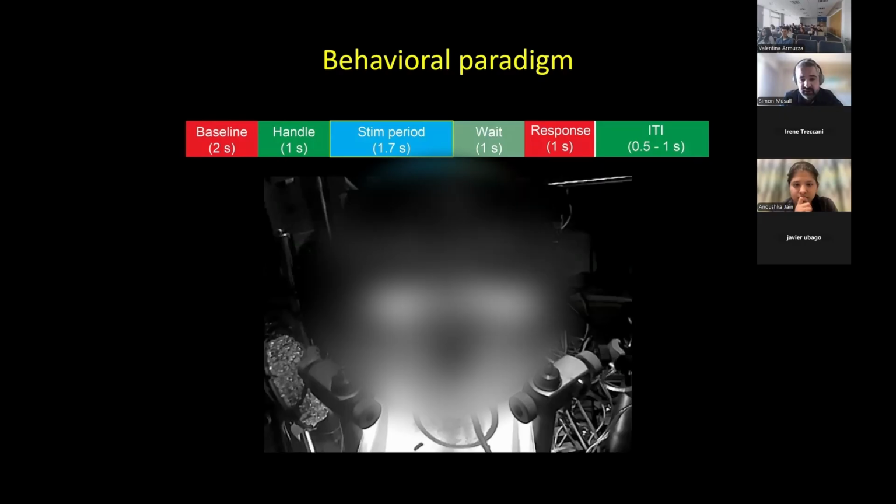And then there's the stimulus period. In this case, this is a visual trial because it's easier to show in a video. But you can see there's a stimulus on the right-hand side of the animal. And now there's this additional delay where it just has to wait.